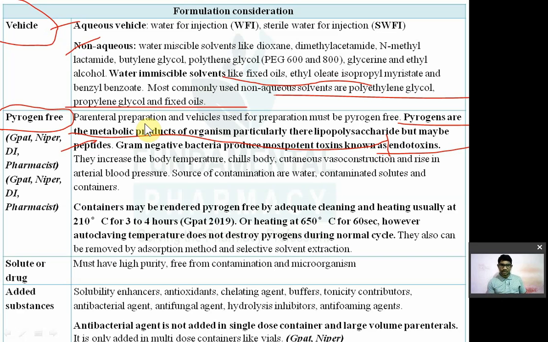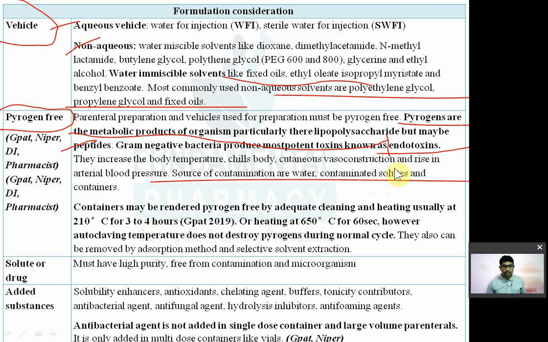Okay, remember, gram negative bacteria produce the most potent toxins known as endotoxins. Now what will they do if they are present in your formulation? आपके इंजेक्शन में अगर पायरोजन है और वो इंजेक्शन आपने पेशेंट को दे दिया, तो क्या होगा? So they increase the body temperature, they cause chills, meaning ठंडी लगना, cutaneous vasodilation, cutaneous blood vessel को dilate कर देंगे, they increase the arterial blood pressure. Okay, so these are the consequences if pyrogen is present in the formulation.